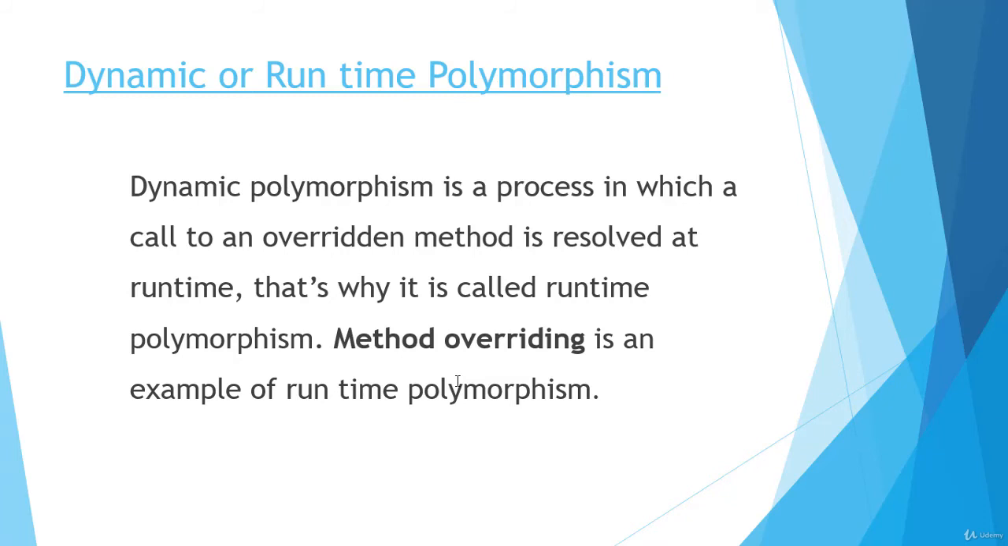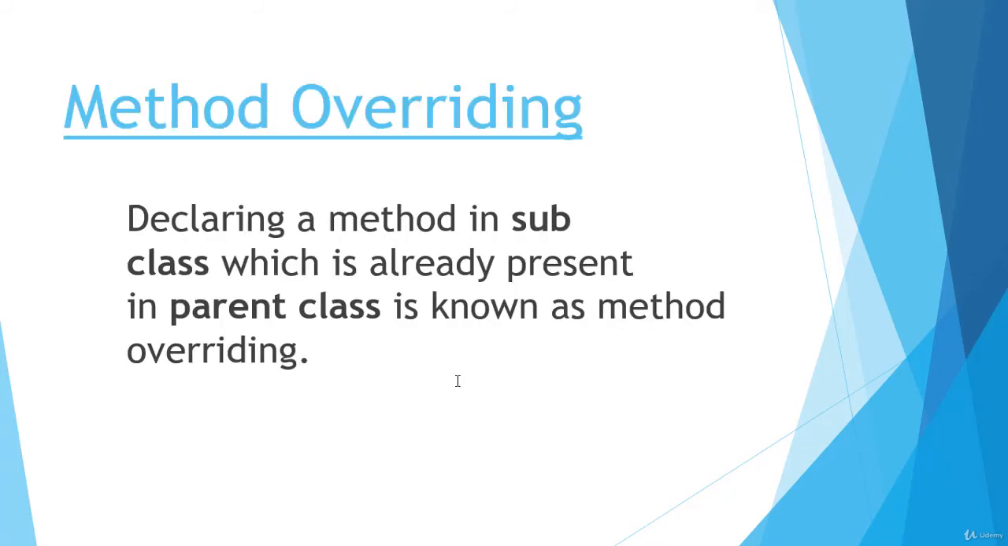In our previous video we discussed static polymorphism, in which polymorphism is resolved at compile time. Now in this type of polymorphism, the polymorphism is resolved at runtime. That's why we call it runtime polymorphism. Method overriding is the best example of runtime polymorphism. Now what is method overriding? Declaring a method in the subclass which is already present in the parent class is known as method overriding. You will better understand this concept when we discuss it in NetBeans through coding.